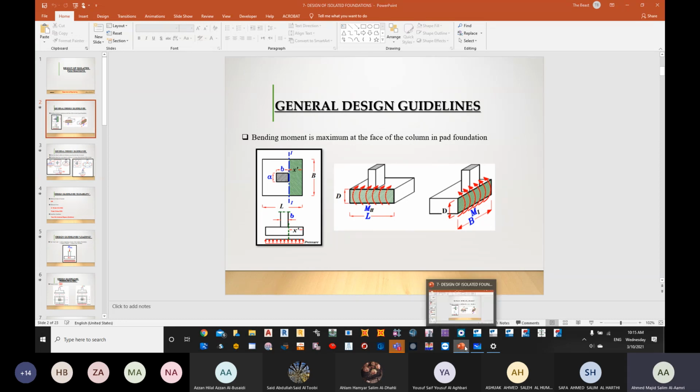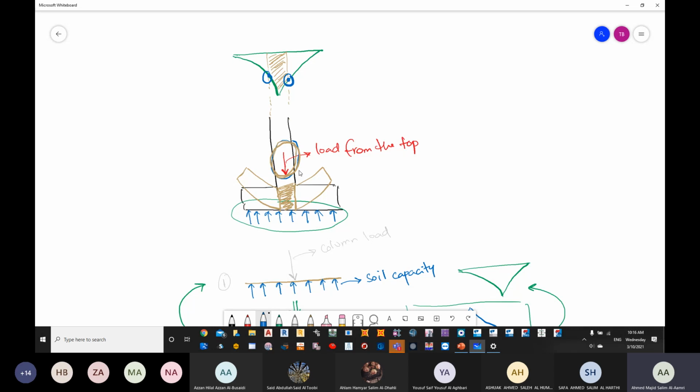And once again, if you go and see here, this point is representing the face of the column, and this point is representing the face of the column. So when we design an isolated foundation, we need to calculate the bending moment at the face of the column. Why? Because at the position of the column, the bending is not going to be happening in reality. Your column will never bend in that location.